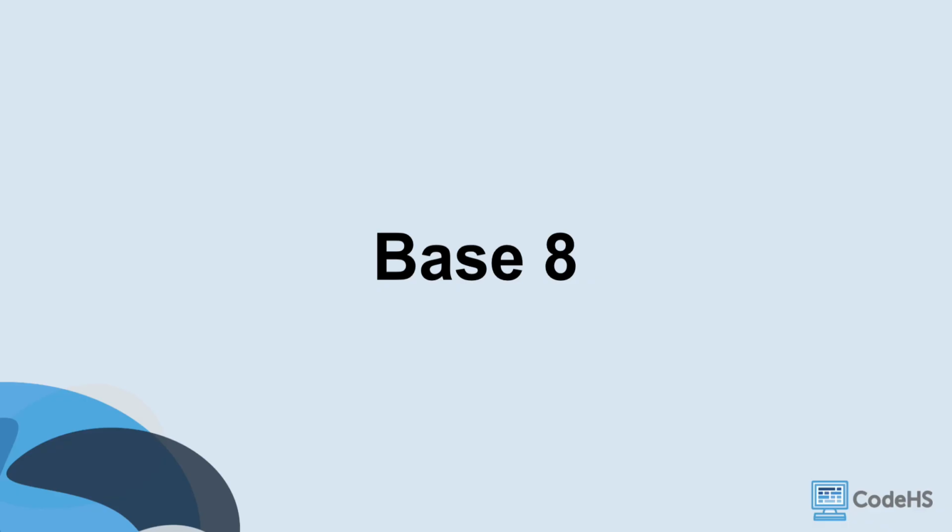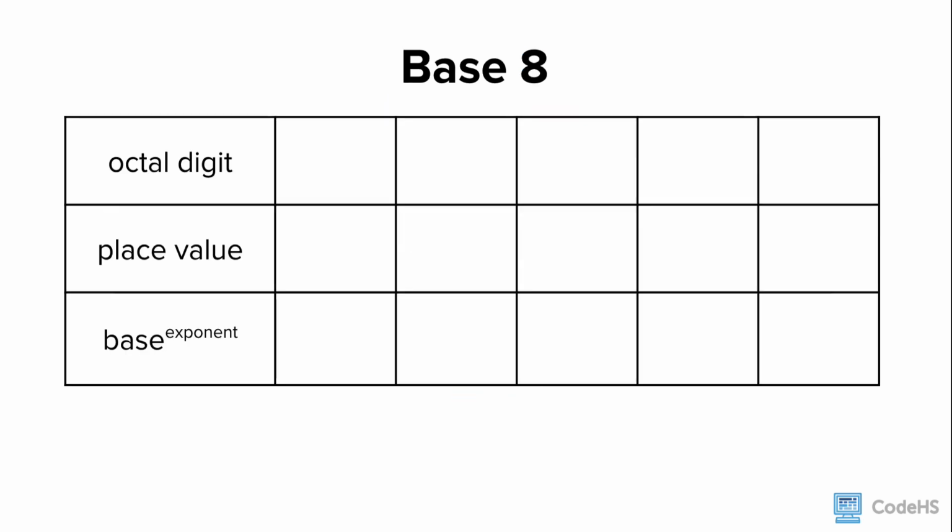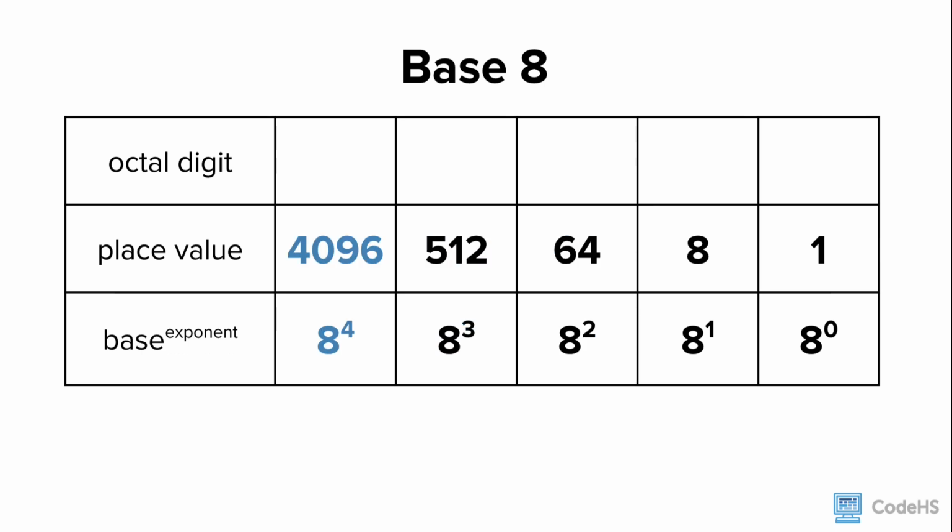Let's look at base 8 next. This is the number 123 written in base 8. Base 8, also called octal, uses 8 digits, 0 through 7, and the place values are powers of 8. Let's take a closer look at that in our table. We fill this in from right to left. 8 to the 0th power is 1, 8 to the 1st power is 8, 8 to the 2nd power is 64, 8 to the 3rd power is 512, and 8 to the 4th is 4096. The exponents increase by 1 as we move left, just like we saw in base 2 and 10.